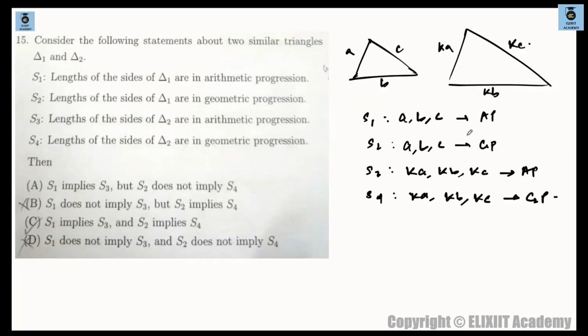A, B, C are in AP. Will this imply KA, KB, KC are also in AP? Definitely yes. You multiply the numbers by some constant K, that will still remain to be an AP. So definitely S1 implies S3. Now it's saying S2 does not imply S4. Let's see. A, B, C are in GP. So will KA, KB, KC be in GP? Definitely yes. If three numbers are in GP and you multiply them by some constant K, that will still remain to be a GP. So S1 implies S3, and S2 also implies S4. So option C must be correct.